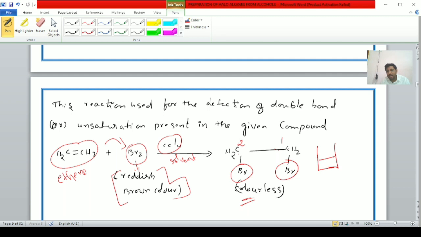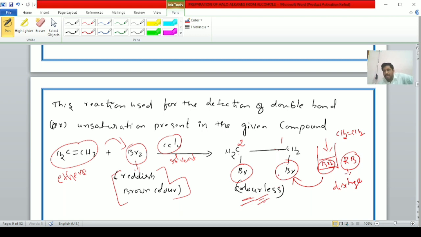For example, student, like this. In one beaker, bromine in the presence of carbon tetrachloride is present, which is having reddish brown color. To this we are adding ethene, student. Then what happens? This reddish brown color will be discharged, and vicinal dibromide is formed, which is colorless in nature.